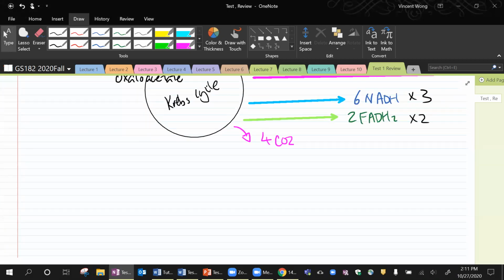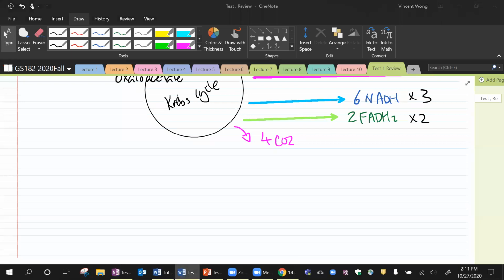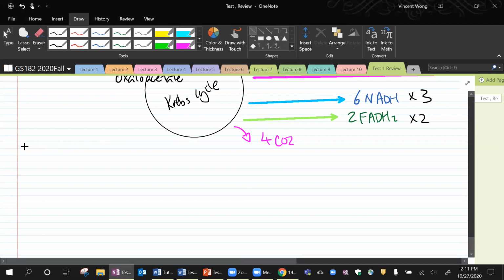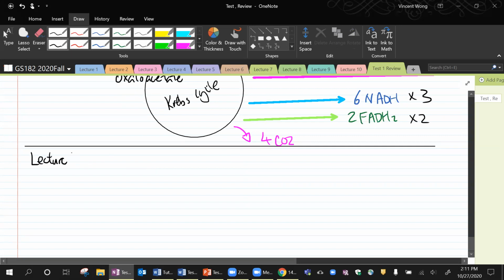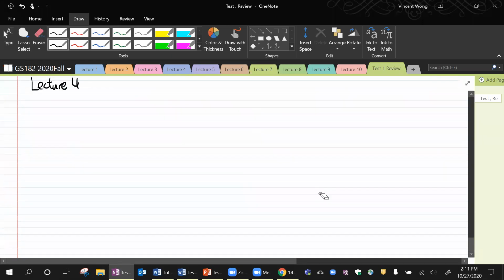What are we going to do? Let me see. The transport stuff, right? Okay. So that is lecture 4. There is the membrane protein. Maybe I'll just quickly review that.